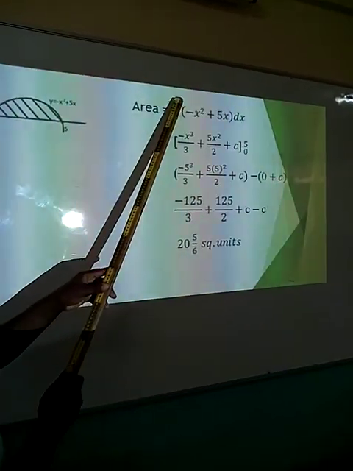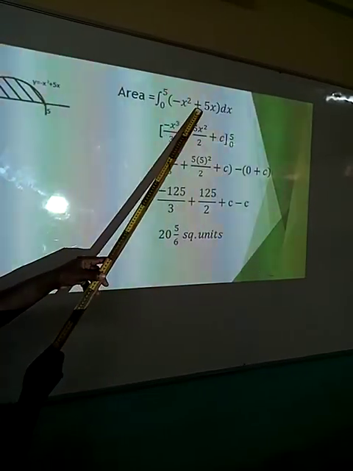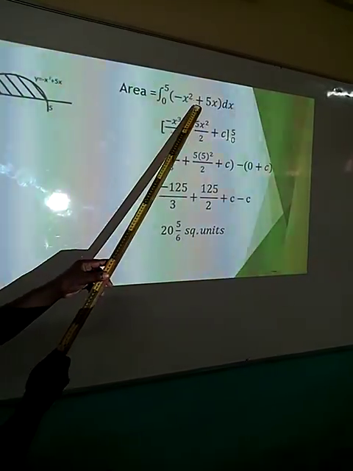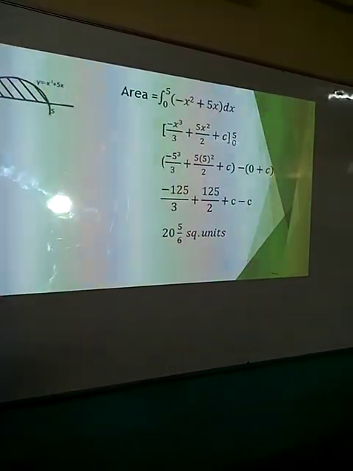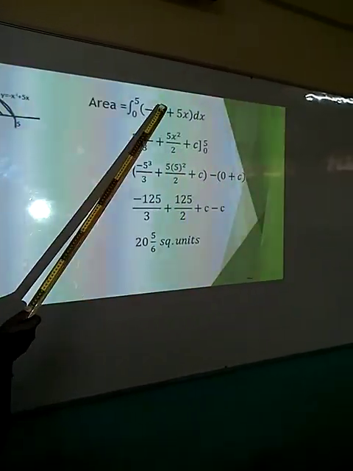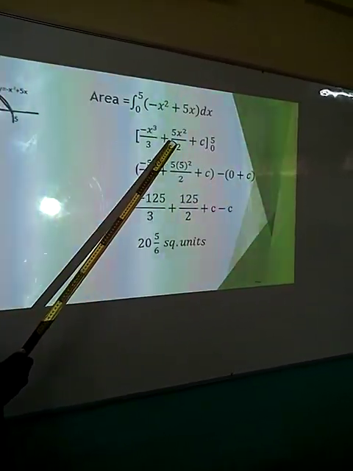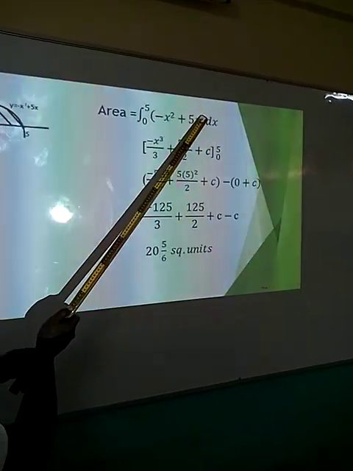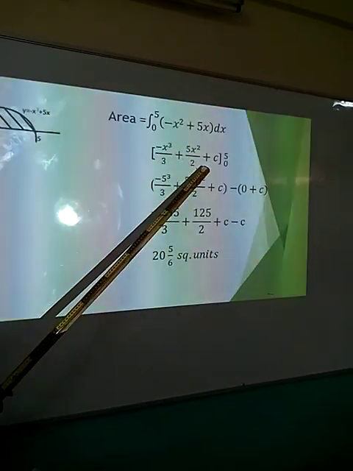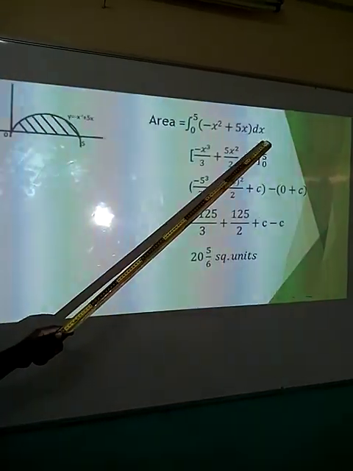the integral from 0 to 5 of minus x squared plus 5x. This is the function for this curve, this quadratic function, minus x squared plus 5x. So the next step is integration of that function. x here is raised to power 2, so it becomes x power 3 divided by 3 plus 5x, x is raised to power 1. When you add 1, it will be power 2 divided by 2, plus the constant c, with the limits from 0 to 5.